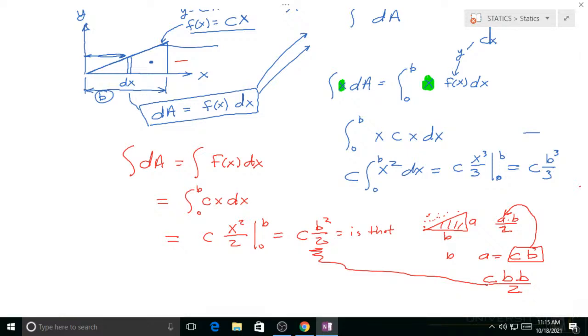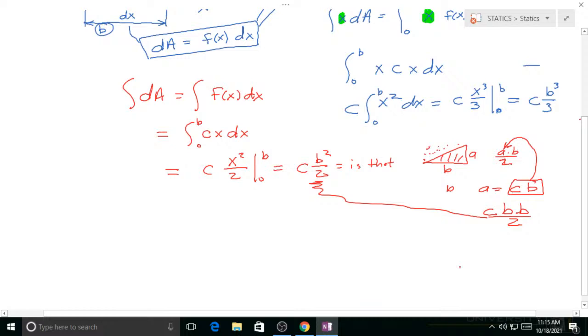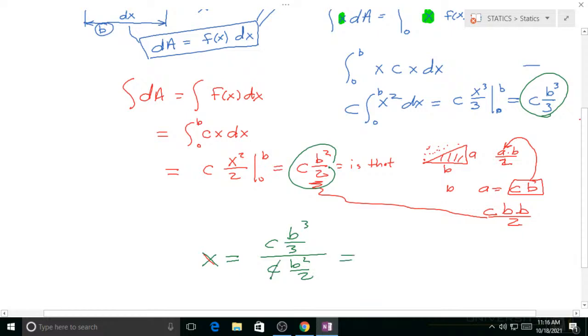So in fact, the area is the height of the thing times the base of the thing, and then half of it. Now the centroid. I've sort of goofed this up a little bit. So now I'm going to take the blue one, the actual centroid, I'll change the colors, not that that really matters, equals this over that: c b to the third over 3, over c b squared over 2. That goes away.